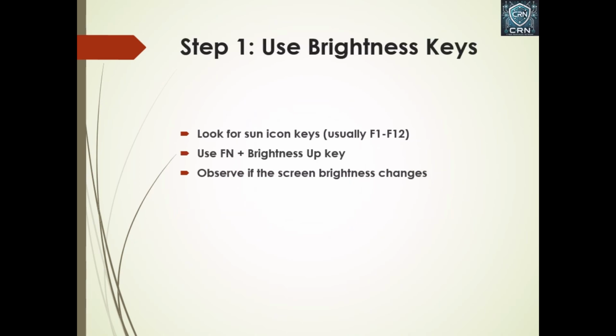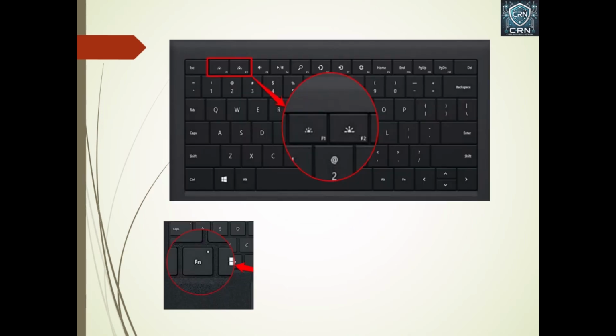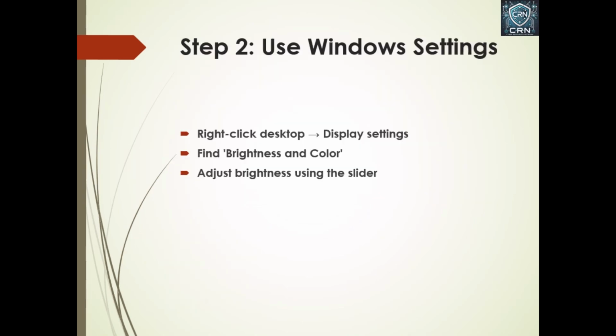So let's start. First, use brightness keys. On the keyboard, just look for the sun icons, especially from F1 to F12, and use the FN key also. In the picture I will show, you can see two icons, one small sun icon and one big sun icon. Just press the FN key and press these keys so you can increase or decrease your brightness level.